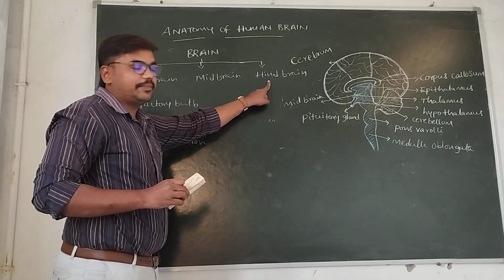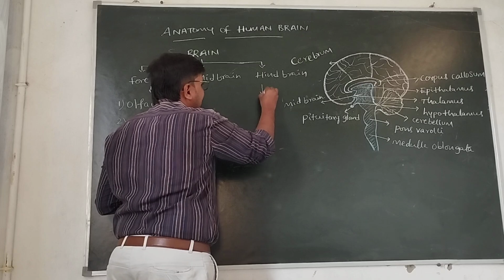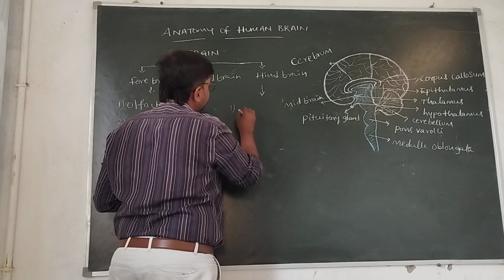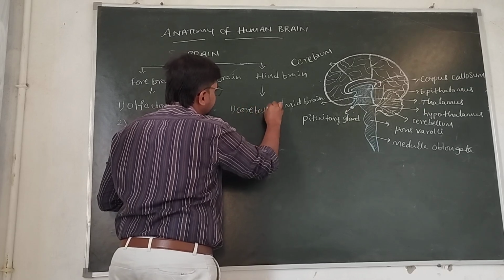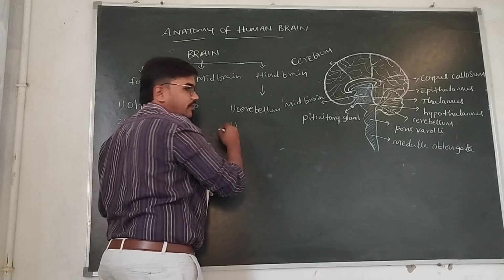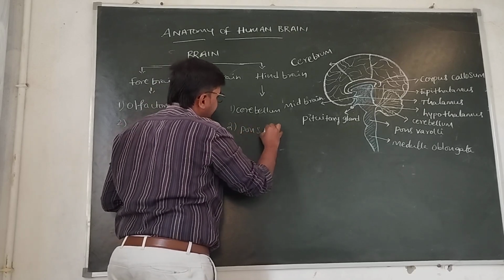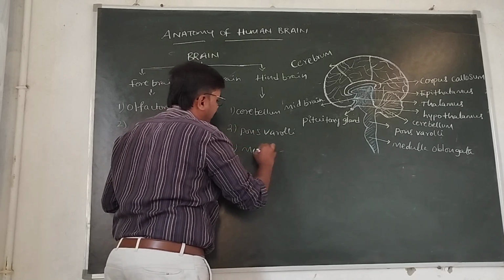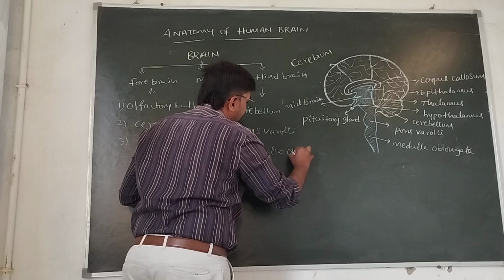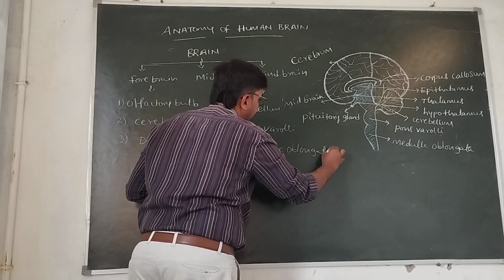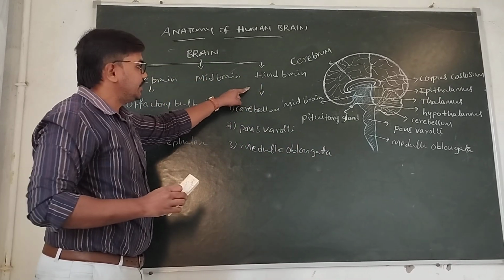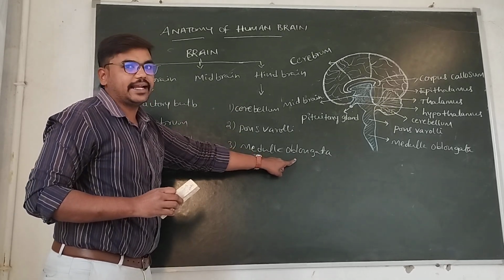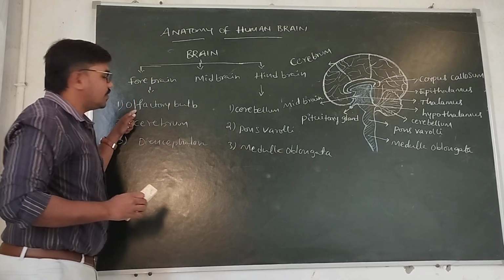The third one is hindbrain. The hindbrain is divided into 3 parts: the first is cerebellum, the second is pons varolii, and the third is medulla oblongata. Let us discuss them one by one.